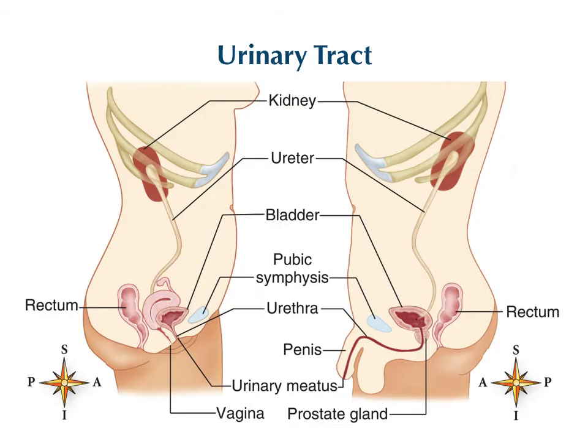Let's now examine the urinary tract. Here you see the kidneys at the level of T12 underneath the rib cage, and from that extends the ureter, which is approximately 30 centimeters in length, and the ureter will then course through the retroperitoneal area of the abdominal cavity, and then it courses into the pelvis until it reaches the bladder, where it attaches to the bottom of the bladder.